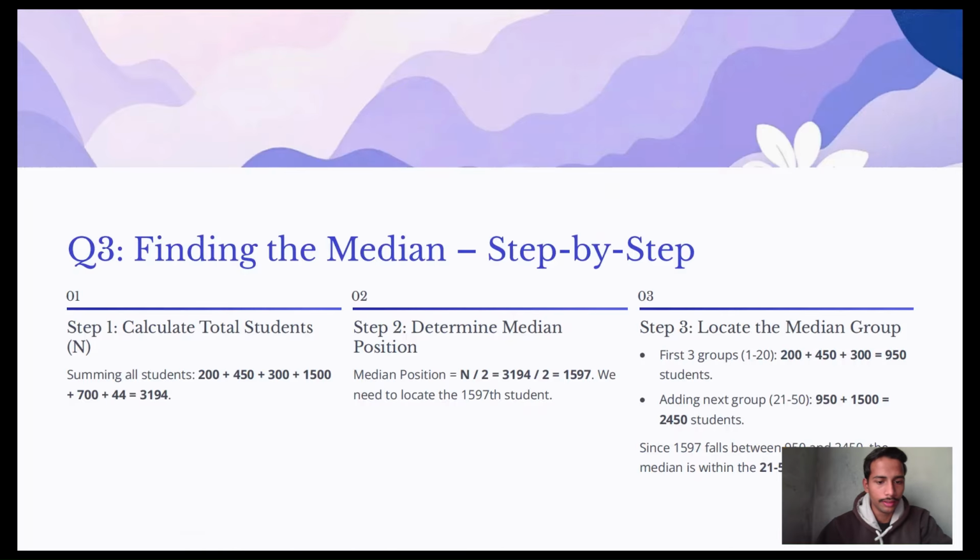Finding the median. There are three steps. To confirm this mathematically, we first found the total number of students, which is 3,194. Since the median is the middle value, we divide this by 2 to get position 1597. When we sum the students in the first three groups, we get 950. Adding the next group brings us to 2450. Since 1597 falls right between these totals, we confirm the median is definitely in the 21 to 50 range.